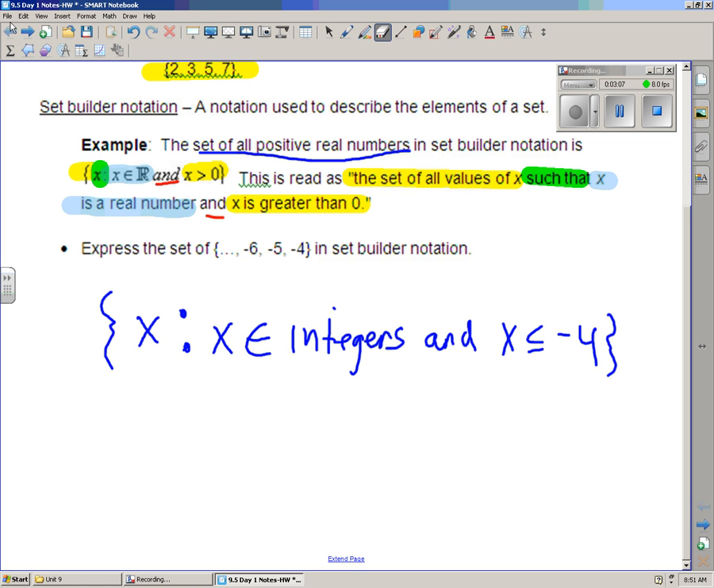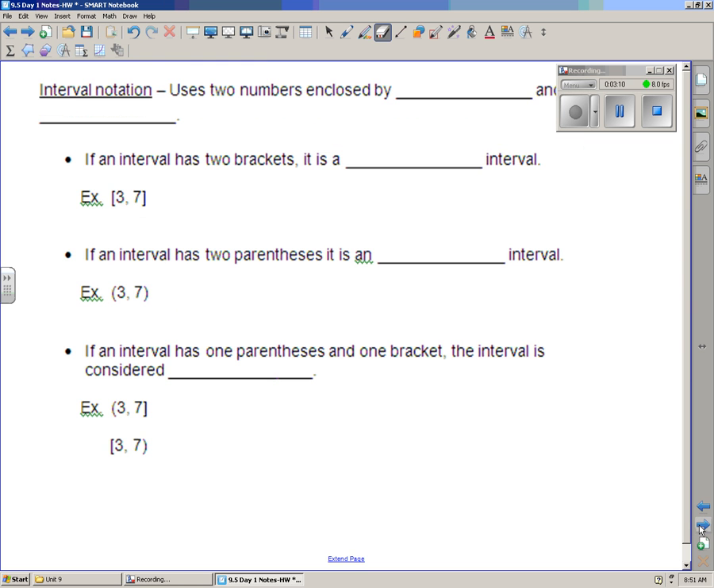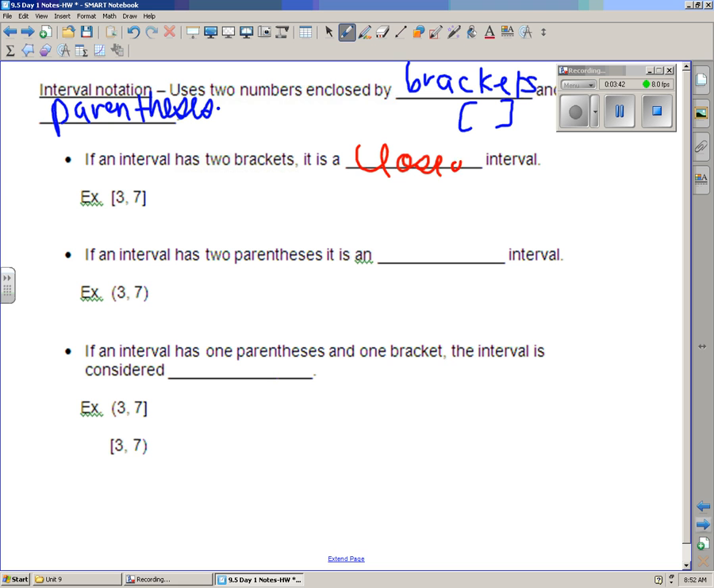We then get into interval notation, and that uses 2 numbers enclosed by brackets or in parentheses. It could be one of each, it could be both. So brackets, and then parentheses, and you know what those are already. Okay, so you could have different types of interval notations. If you've got 2 brackets, you've got something that's called a closed interval.